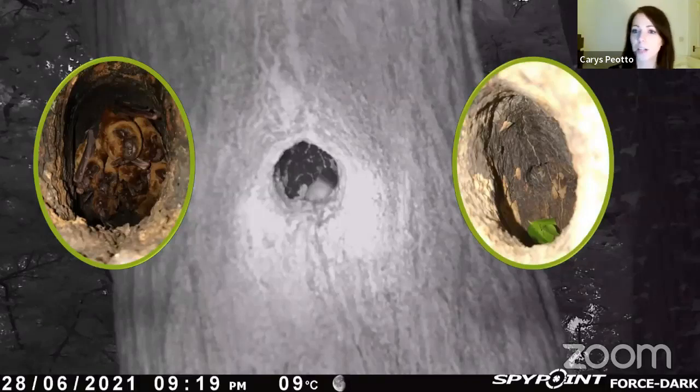Interestingly, this roost as well, the bats were utilizing, they weren't going up into the feature, they were utilizing it to the side, which is contrary to some current recommendations in industry guidance.